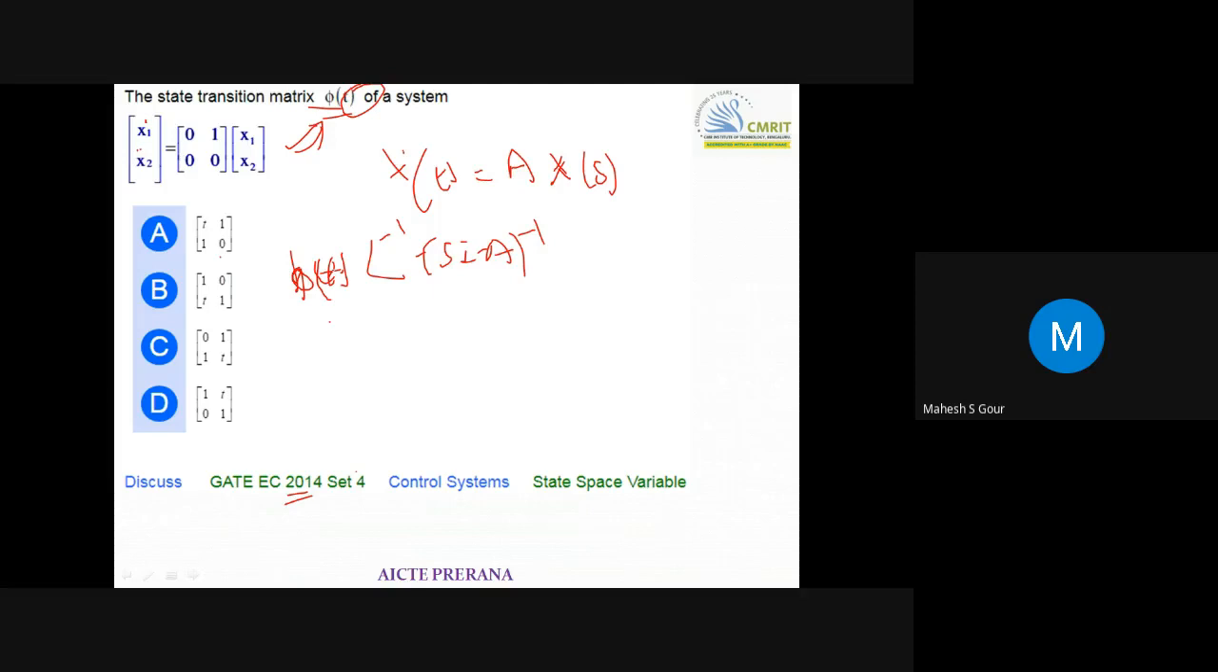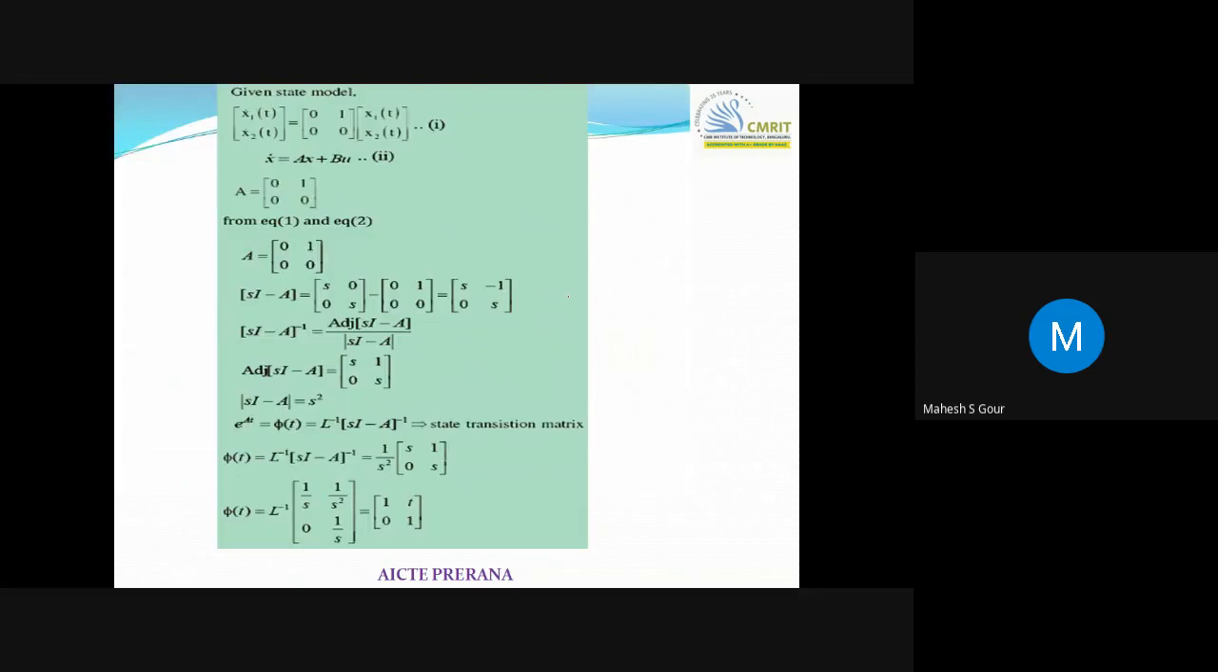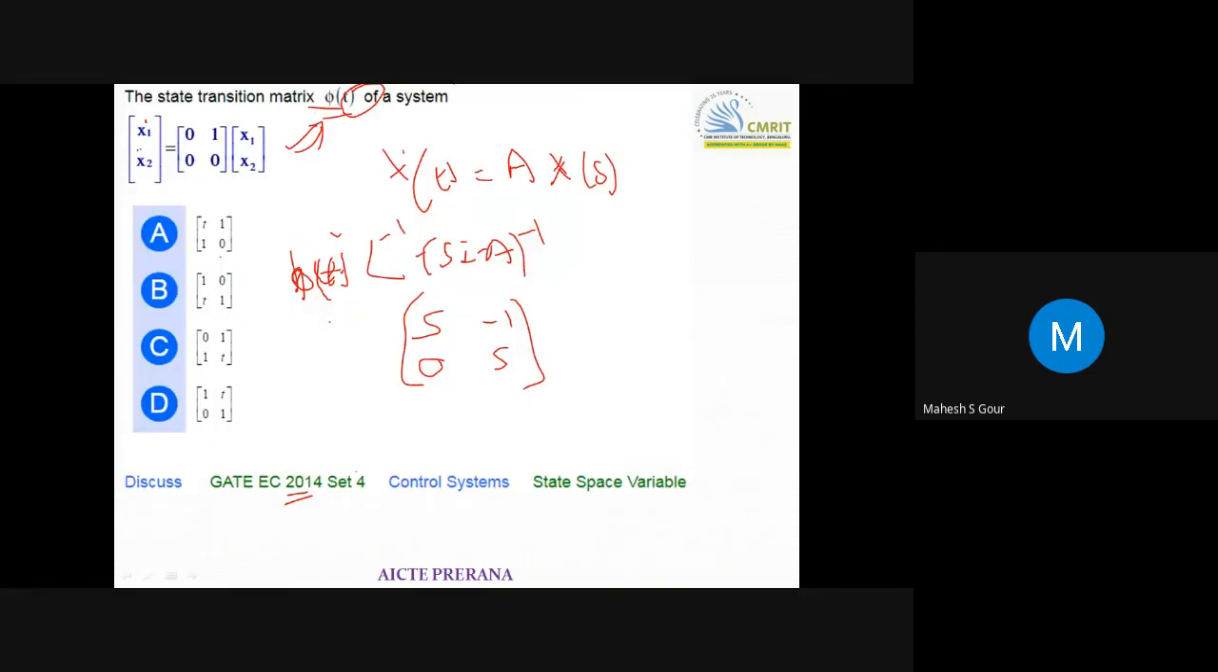Can you solve and tell me? I hope it is easy. What will be your sI minus A? sI minus A will be s, 0, minus 1, s. This will be Option D, sir. Option D. Others? I have not seen the option. What is it? Okay, so it is option D.